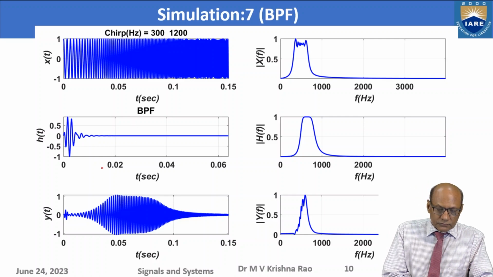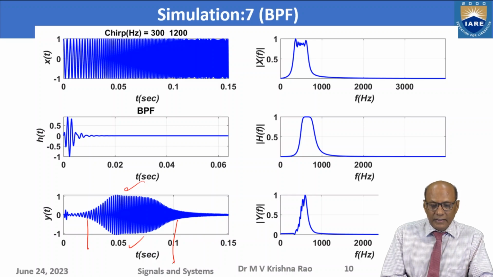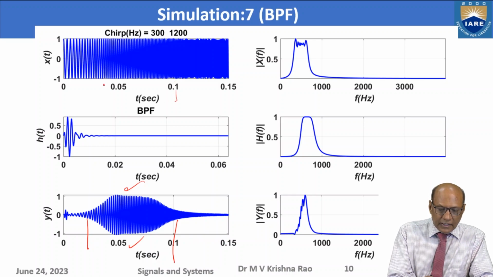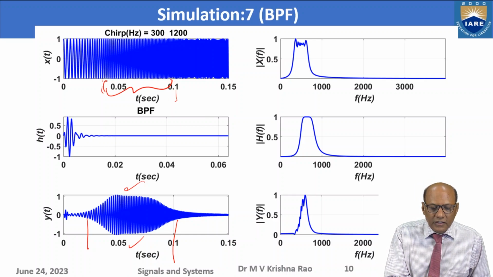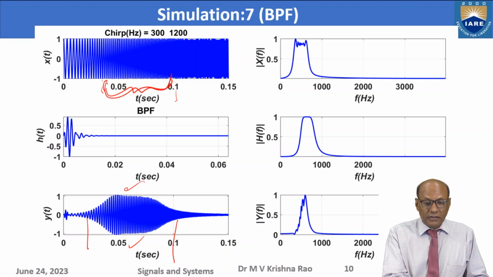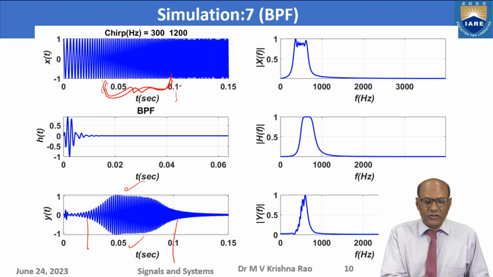So here when I convolve this, I am getting significant output only between this point and this point. Why? Because in the frequency domain, the filter passes only certain frequencies, and those frequencies are present in this time slot. Between here and here, the frequency is changing linearly in the time waveform. So during this period, the frequency is changing.